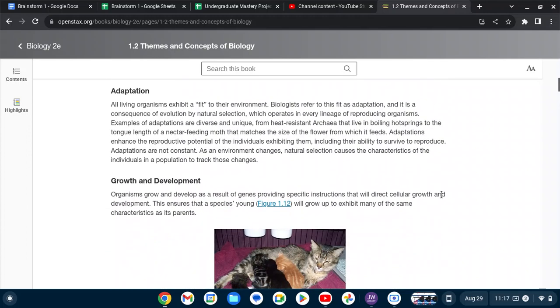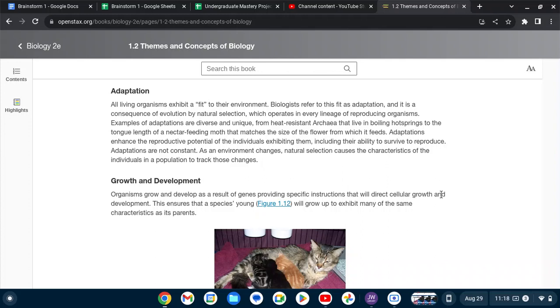These genes ensure that the offspring will belong to the same species and will have similar characteristics such as size and shape. Adaptation. All living organisms exhibit a fit to their environment. Biologists refer to this fit as adaptation, and it is a consequence of evolution by natural selection, which operates in every lineage of reproducing organisms.